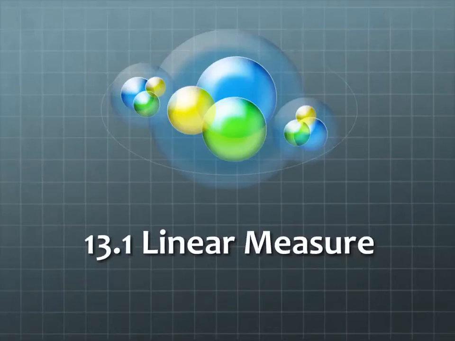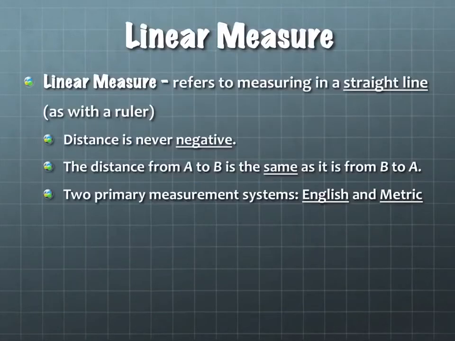Today we're starting chapter 13, which is all about measurement. So this class is called Geometry and Measurement. This whole chapter, which is a little longer than the chapters that we've done so far, has 5 sections in it, and is all about measurement and converting between measurement systems. Today we're going to be talking about linear measurement.